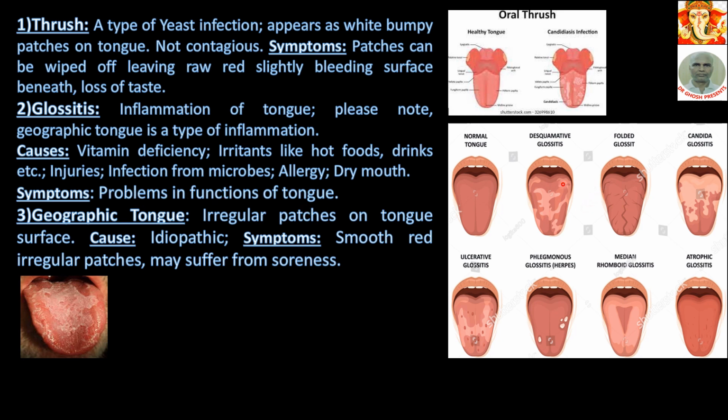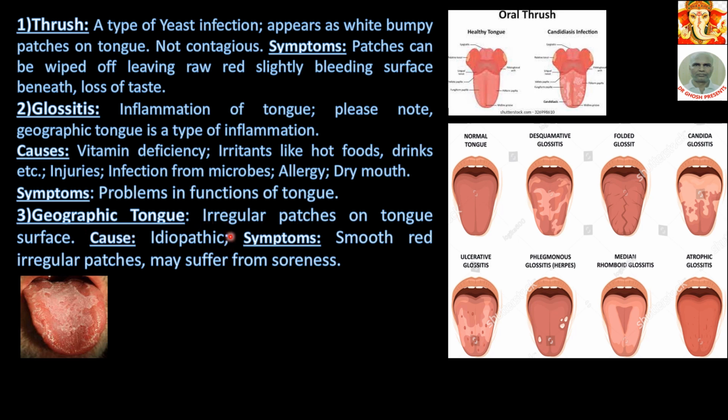Actually, there are so many types of glossitis. This is a normal tongue. This is desquamative glossitis, folded glossitis, candida glossitis, ulcerative glossitis, phlegmonous glossitis, median rhomboid glossitis, atrophic glossitis. All are glossitis, different types. But this is not so much required; I have provided it for the sake of information. Glossitis means simply inflammation of the tongue.